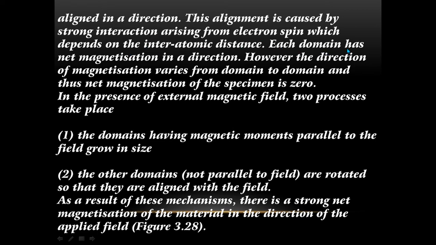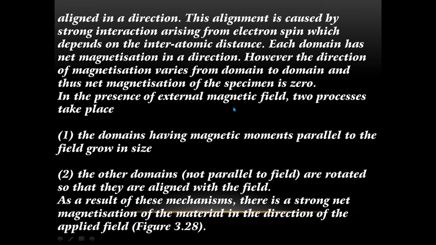Each domain has net magnetization in a direction. However, the direction of the magnetization varies from domain to domain, and thus the net magnetization of the specimen is 0. Very important point here.